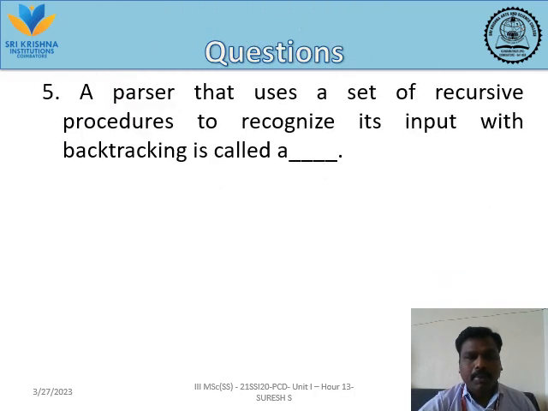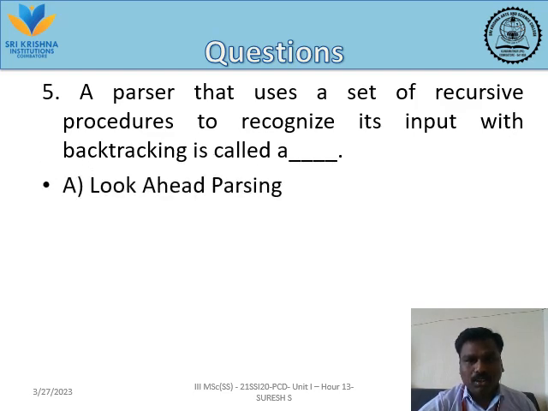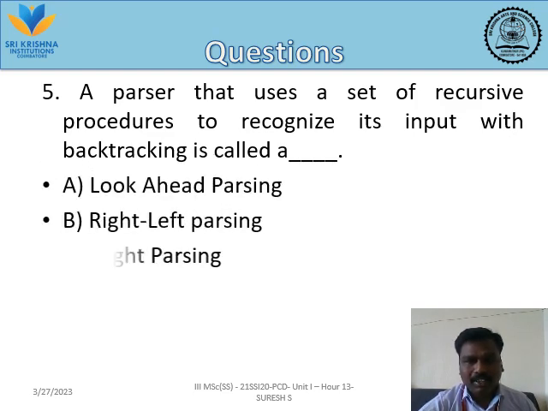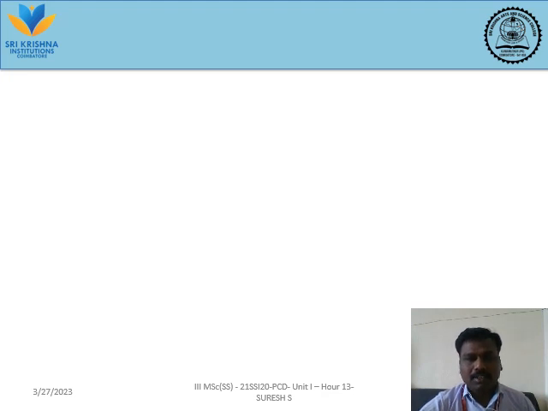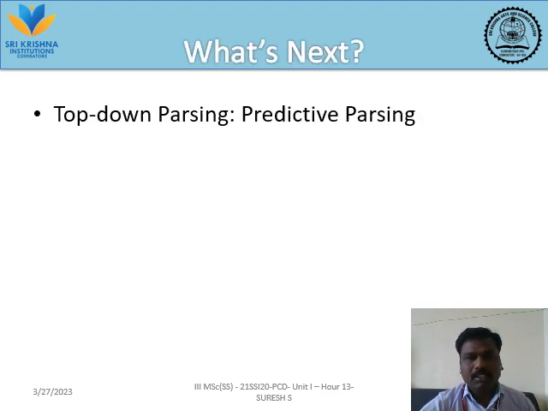A parser that uses a set of recursive procedures to recognize its input with backtracking is called what? It is recursive descent parsing. You are right, exactly. Thank you guys. With this, we are completing this lecture on top-down parsing. In the next lecture, we will see predictive parsing.